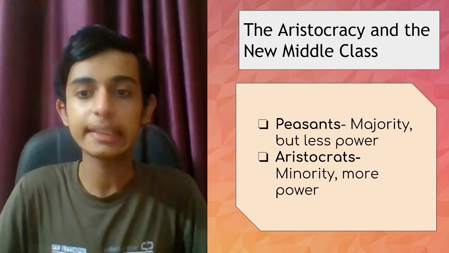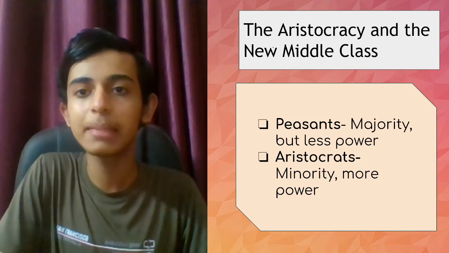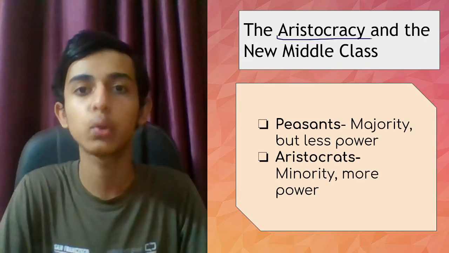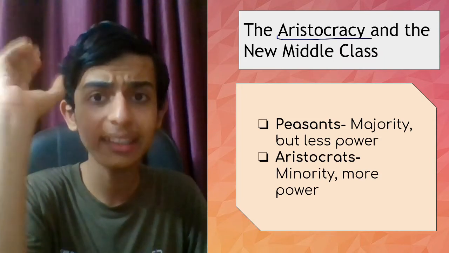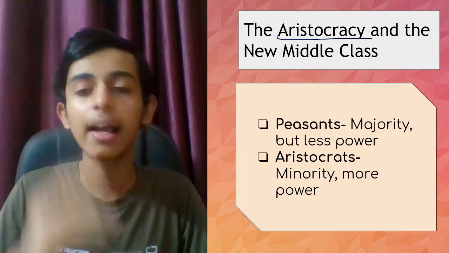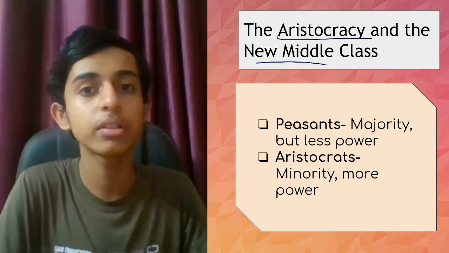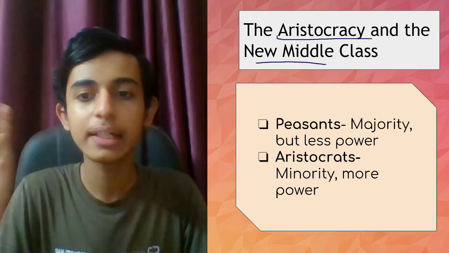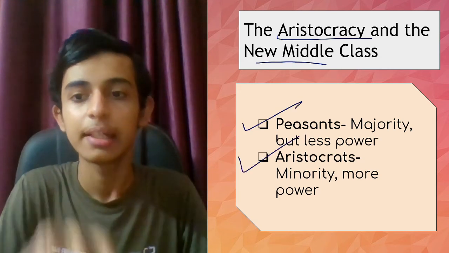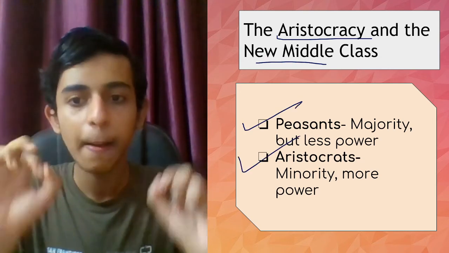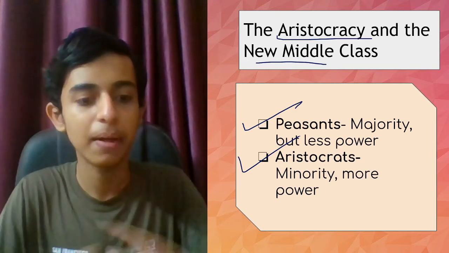Now let's try to understand the aristocracy and the new middle classes. Aristocracy means the high social classes, placed at the upper level, and the new middle classes which emerged during that time. Now we have to understand two concepts, the concepts of peasants and aristocrats. Peasants were in the majority, but they had less power.